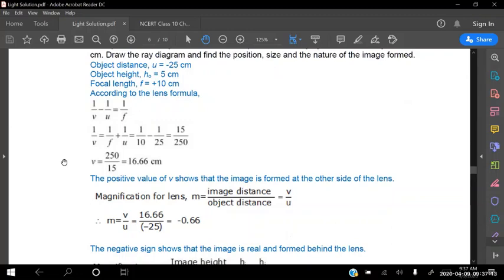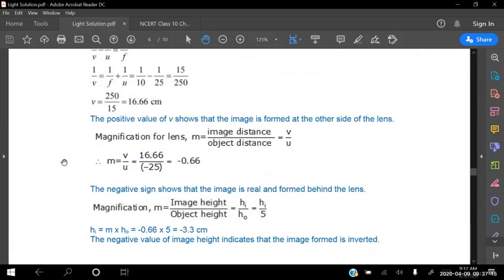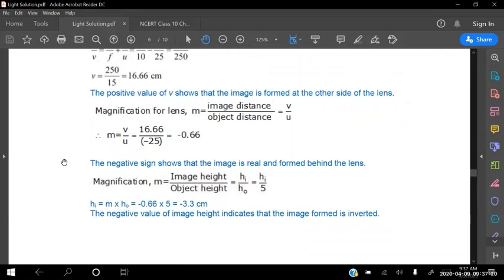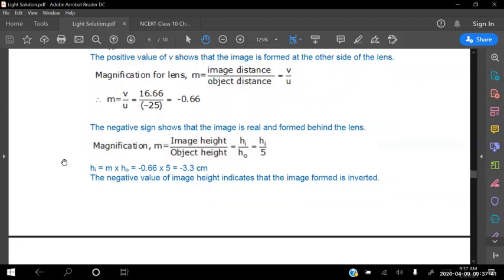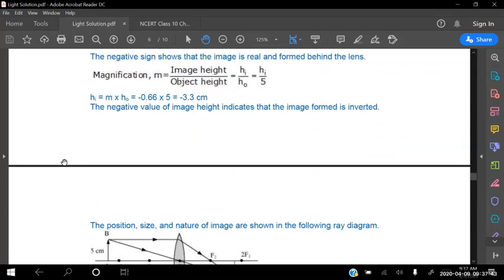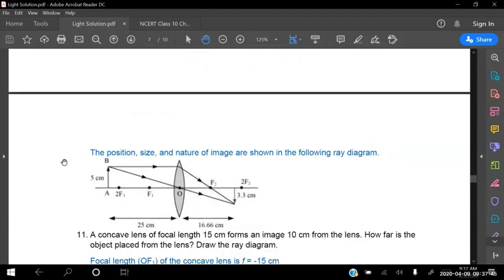So first you find out V, then magnification of the lens, V upon U, that you know already. It is minus in sign, it will give you a real image. Then this value will be here, H upon H, this is height of image upon height of object, which is given as 5. Magnification is there, cross multiply that and you get this answer. So all the 3 answers, again a complete question, and then they have drawn it also.